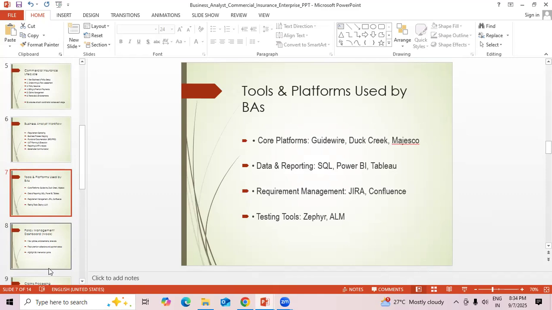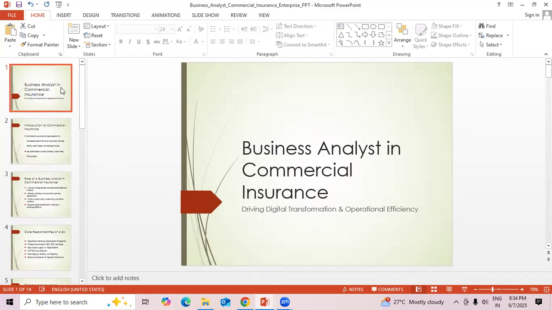At the same time, data reporting tools. This is an additional technical BA skill: having knowledge of SQL, Power BI, and Tableau is important. Next, to manage requirements in an agile environment, we use Jira for user stories and Confluence for document collaboration. And for testing, we use Zephyr Scale to write test cases, etc. And generally we use an application lifecycle management tool. These are the general tools that we use. As a business analyst in commercial insurance, one must be knowledgeable with these.